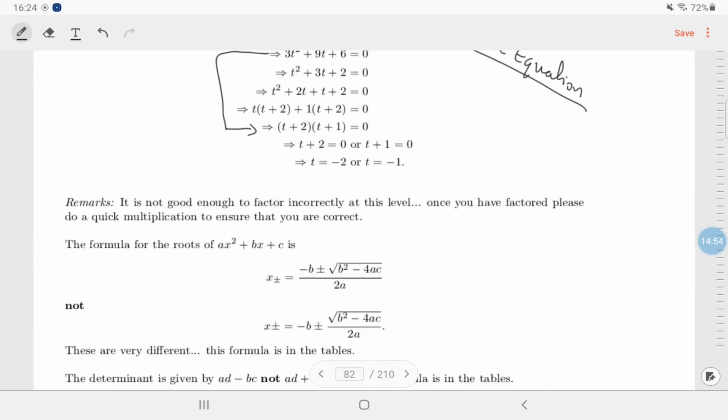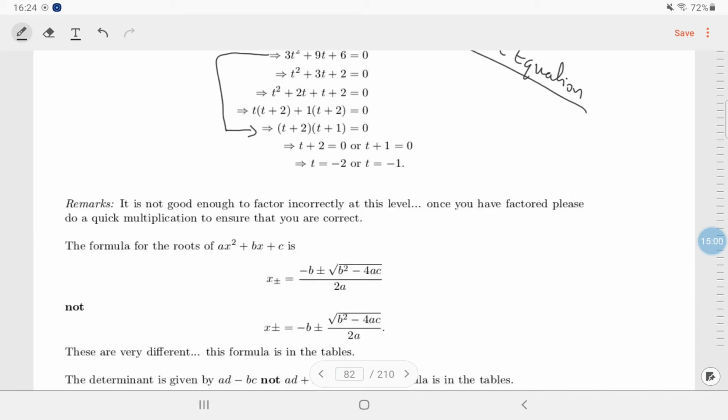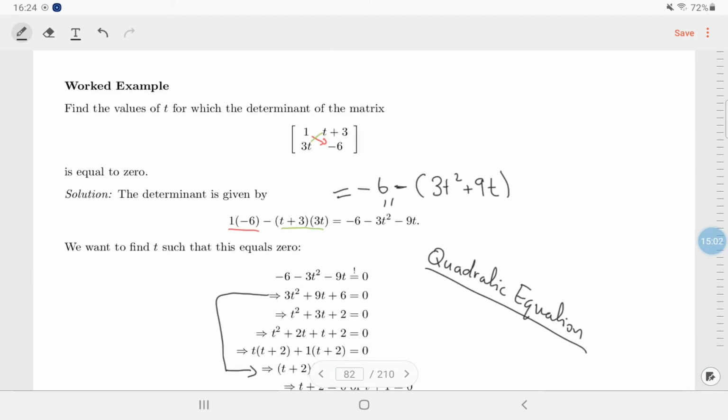There's an option as well to use the -b formula. I'm going to leave it at that. So basically, what's the question here? Calculate the determinant, no problem, then solve it equals 0. If I ask you this, the equation will be simpler.